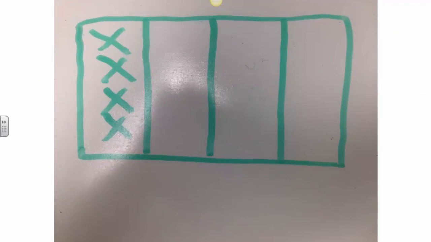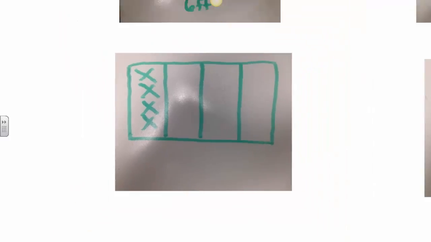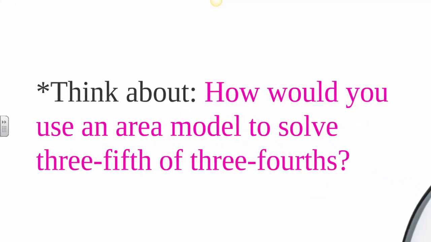This same strategy works with drawings as well. What would be the next step to represent 1/2 times 1/4? Think about this. How would you use an area model to solve 3/5 of 3/4?